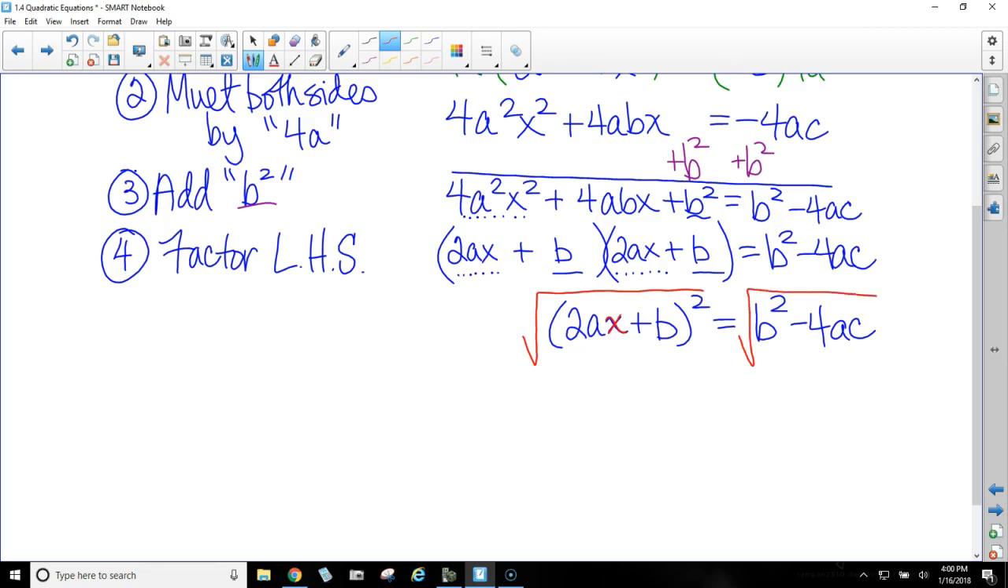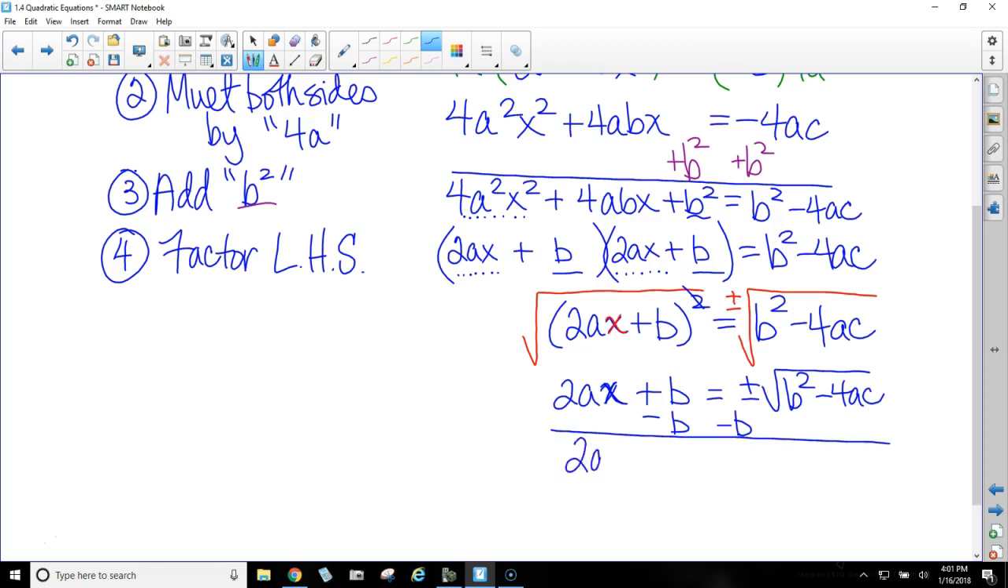Entire sides. When you take the square root of both sides, you've got to do the whole side, not just each term. That's not a thing, okay? Don't forget your plus or minus sign on the right-hand side. What's remaining on the left-hand side is 2ax plus b, just that. On the right-hand side, we have positive and negative square root of b squared minus 4ac. Now, use a little bit of algebra to solve for x. First thing I want to do is subtract b from both sides. Move that out of the way.